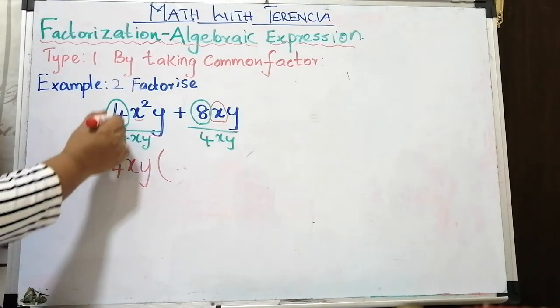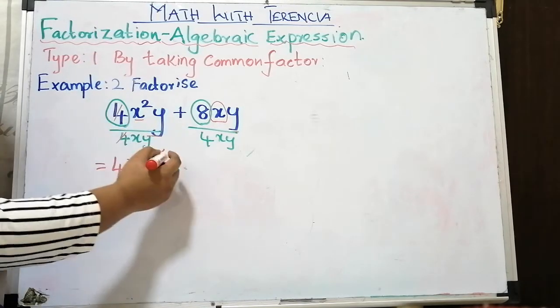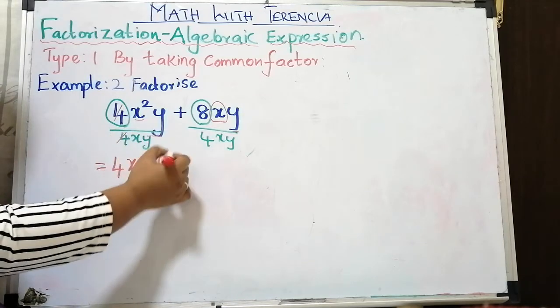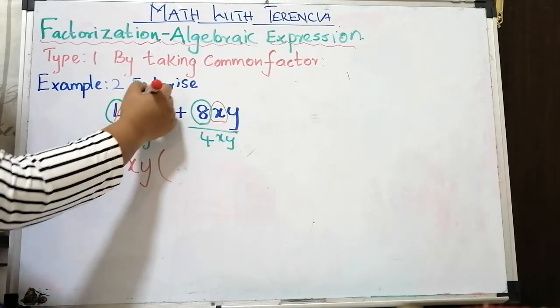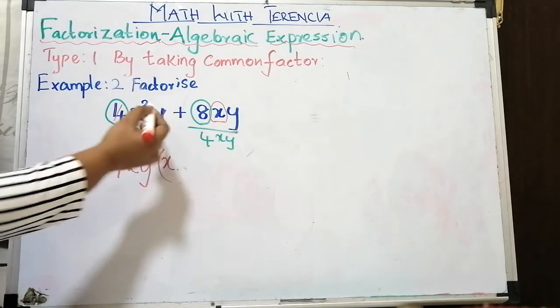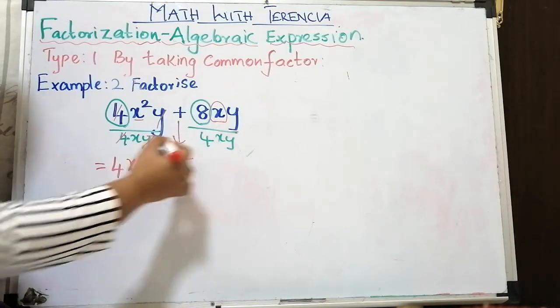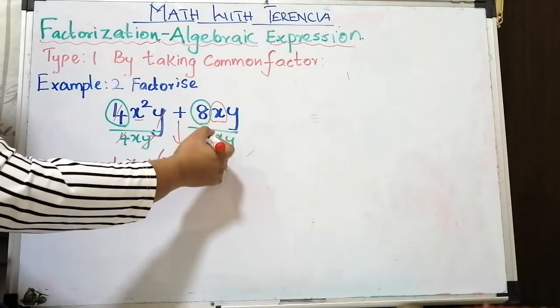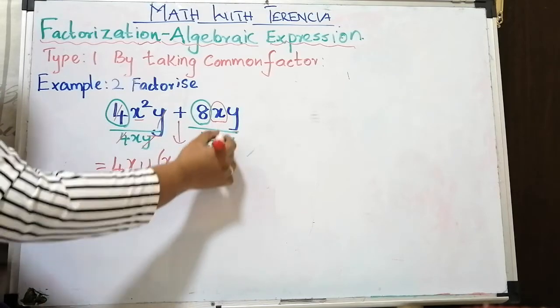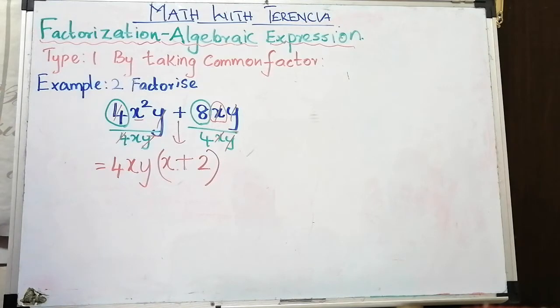Now you can find 4 and 4 gets cancelled. X square divided by x. 1, it is not necessary to write 1. X square by x is x, and y gets cancelled. So I don't want to write y. Bring down the symbol plus, and then 8 divided by 4 is 2. X and x gets cancelled. Y gets cancelled. So the answer is 4xy into x plus 2.